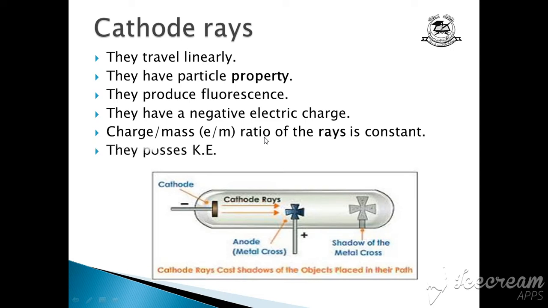They possess kinetic energy. They can produce mechanical pressure, indicating that they possess kinetic energy. These are the 6 properties of cathode rays. You do not copy from this video, copy down from your book.